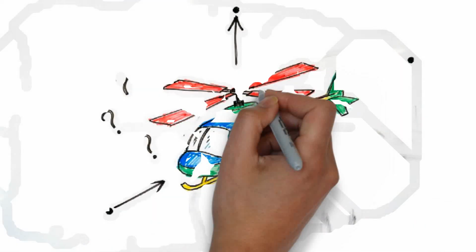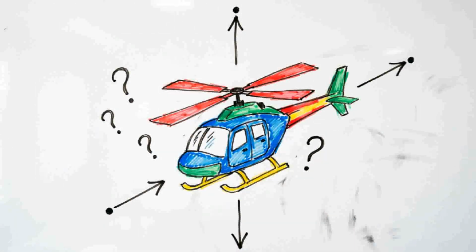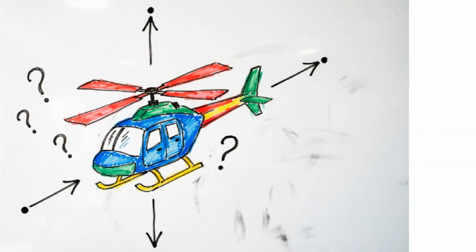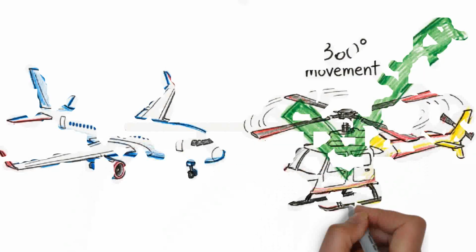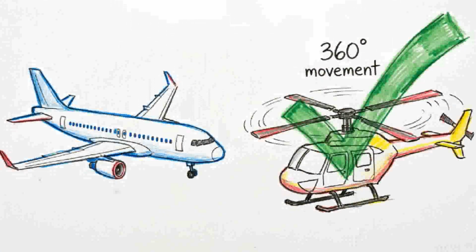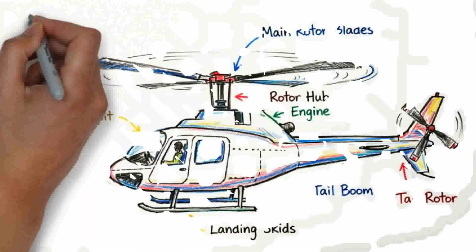Helicopters can do something airplanes can't: hover in midair, fly backwards, and land on rooftops. But how do they actually fly? Unlike airplanes that need wings and forward speed, helicopters use spinning blades to create lift and control their movement in any direction. Let's look at the main parts of a helicopter.